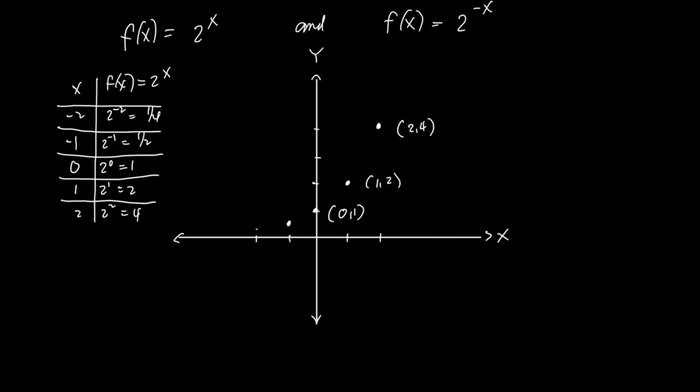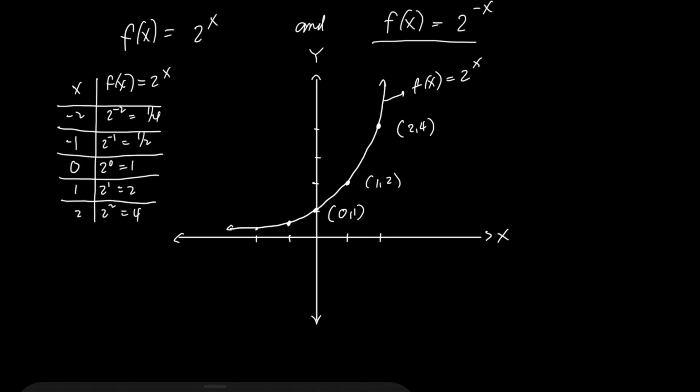So here. Now connect the points. These 5 points here are enough to draw the graph of this function. So this graph here is our f of x, which is 2 to the power of x. Now how about f of x equals 2 to the negative x? Let's use another color. Let's use blue. So this is our x, and this is our f of x equals 2 to the negative x.